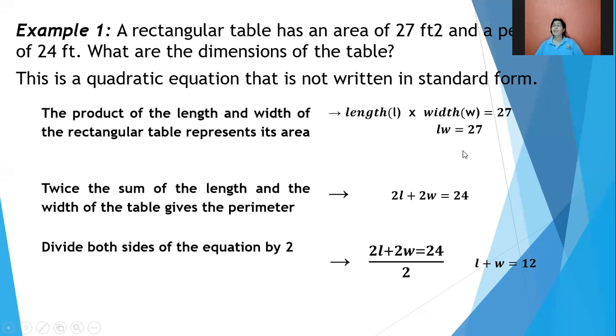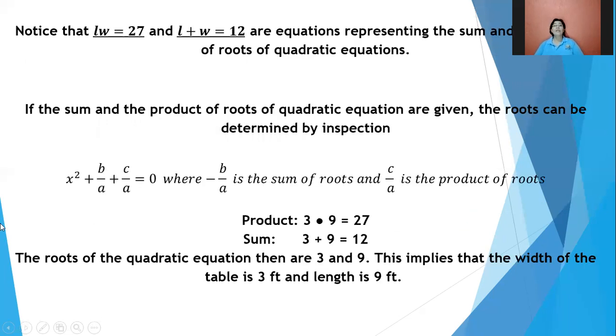What can you notice with these two equations? That is the sum and product of the roots, isn't it? As what we discussed last time. Okay, let us continue. Notice that LW is equal to 27 and L plus W is equal to 12. Our equations represent the sum and product of roots of a quadratic equation.